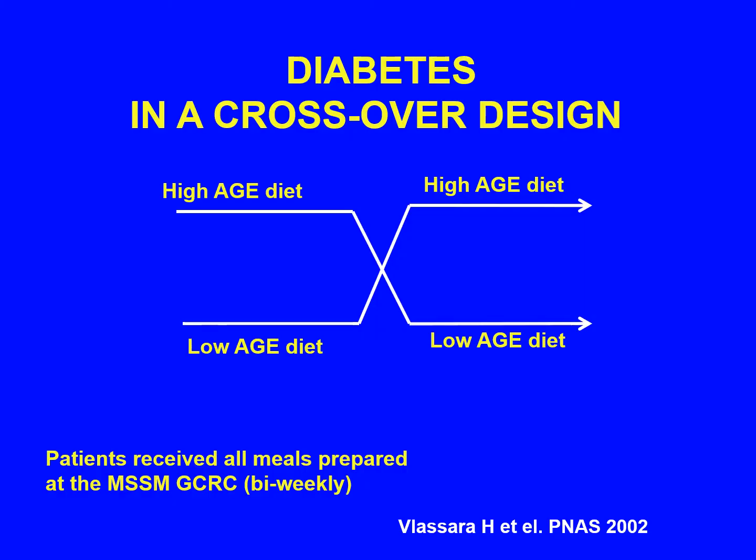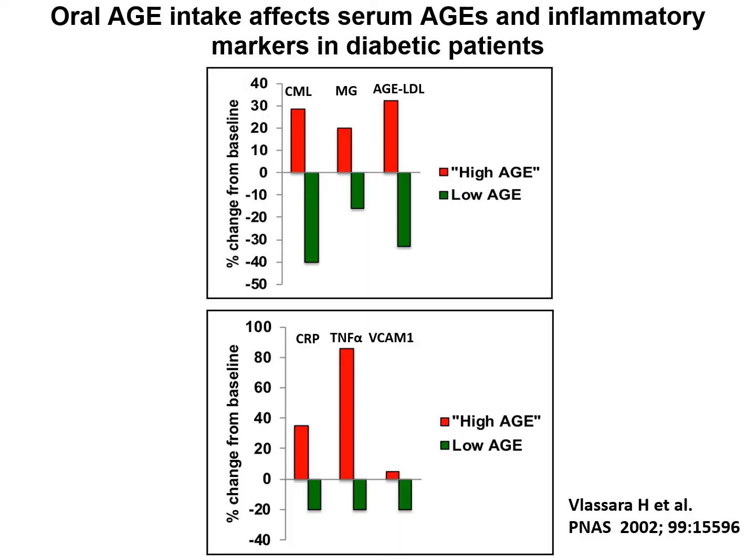In a seminal study published in 2002, a group of diabetic patients were randomized to either a high or low AGE diet. Their meals were prepared in the Clinical Research Center, and participants picked them up twice a week. And essentially, the results are expressed in the next slide. We present the results here as a percent of change from baseline values because of the different units.